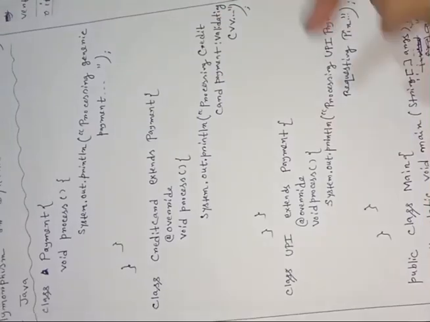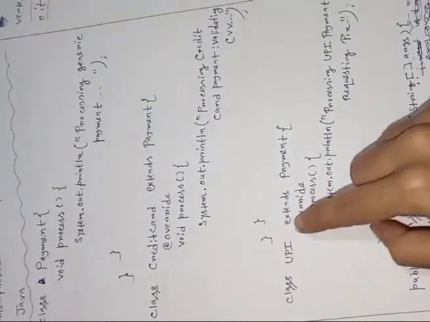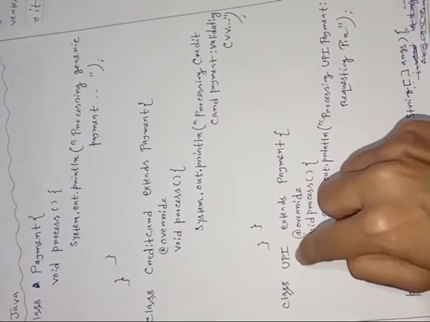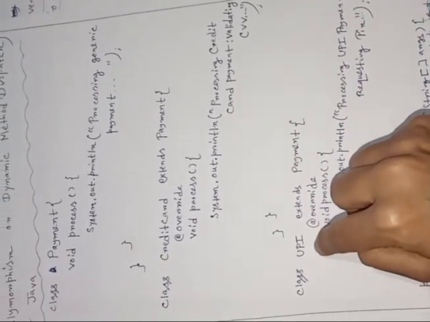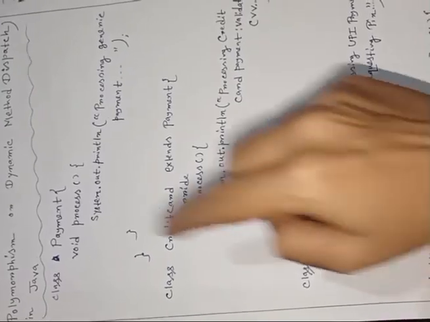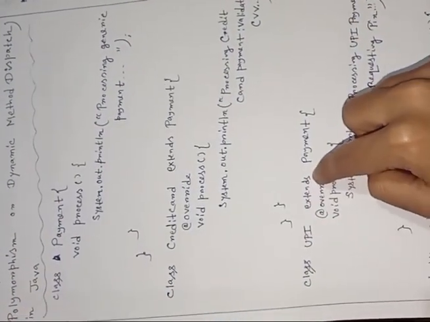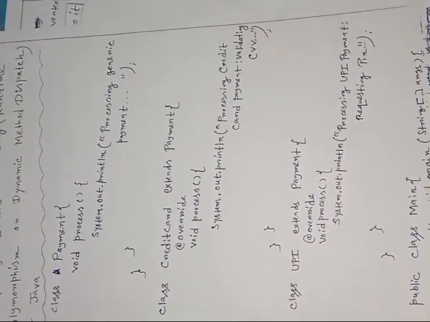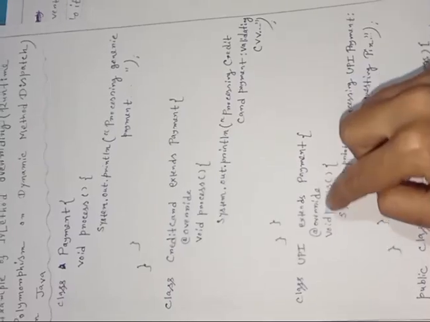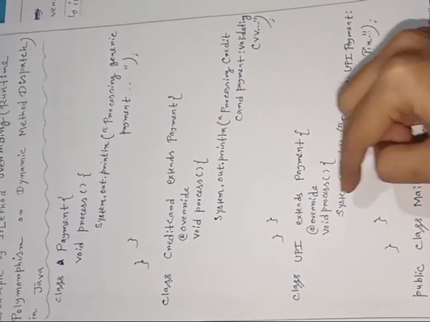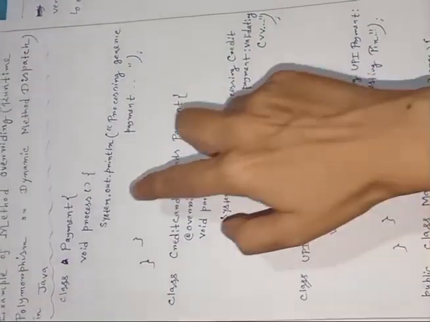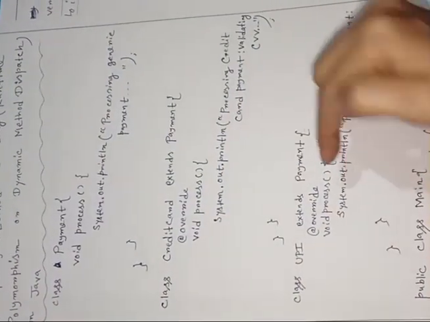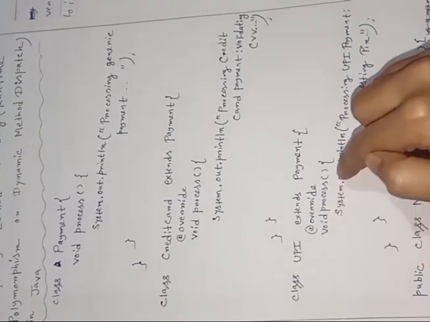Again, the second child class or second subclass is class UPI extends Payment. This subclass also inherits all the properties of its parent class Payment by this keyword extends. It also uses the @Override annotation, and because of this annotation, it will override the method of its parent class, or it will ignore the System.out.println of the parent class method, and it is also overriding the process method.